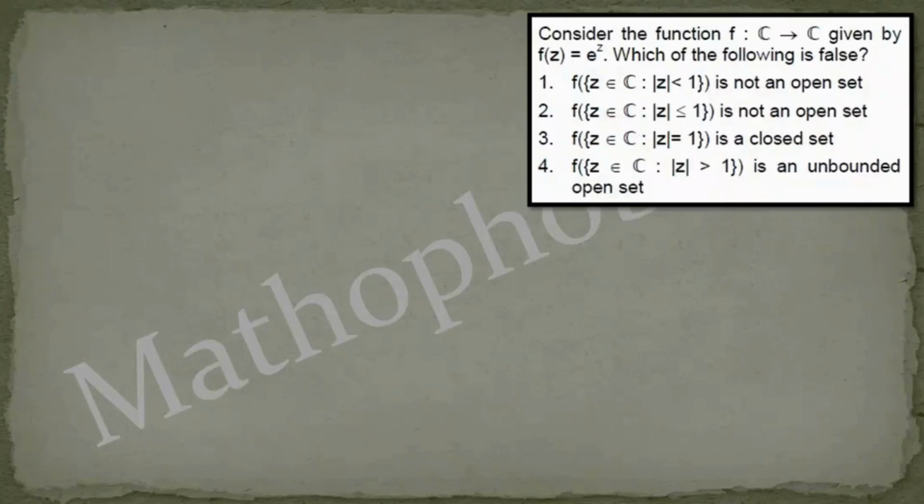Next question பார்க்கலாம். Consider the function f from C to C given by f of z is equal to e power z. Then which of the following is false? இதில் false statement எதுன்னு கேட்டிருக்காங்க. ஸோ e power z வந்துட்டு இதை பற்றி நமக்கு என்ன தெரியும், e power z is a non-constant analytic continuous function.